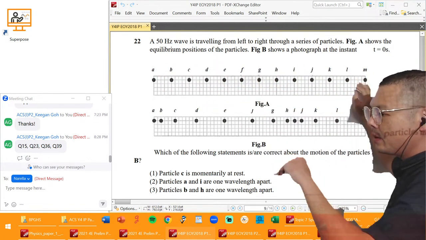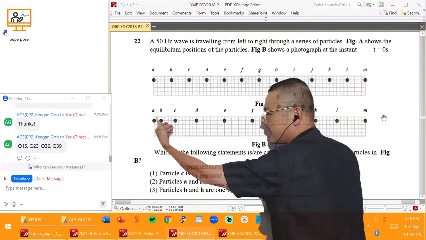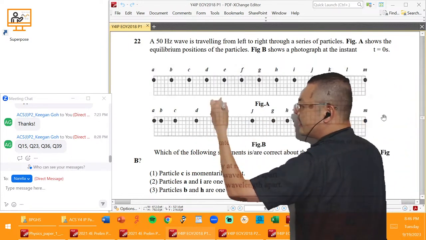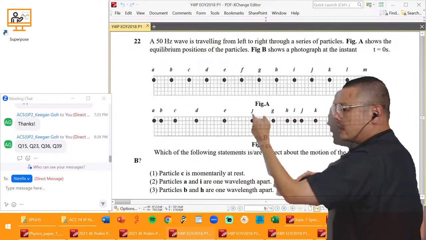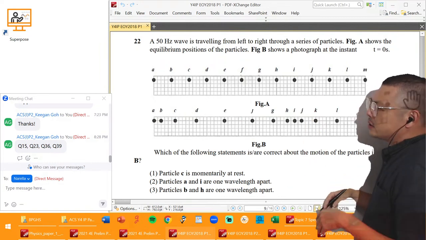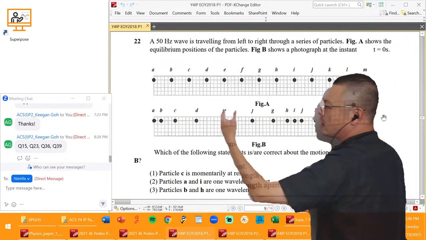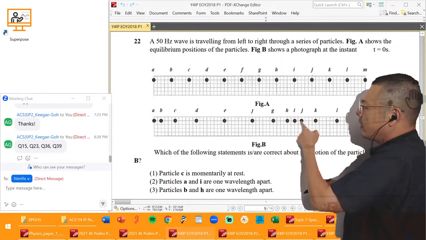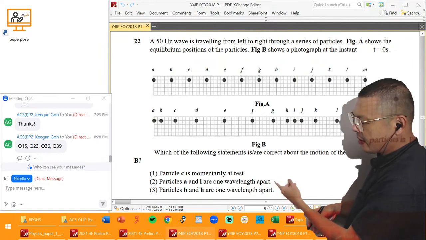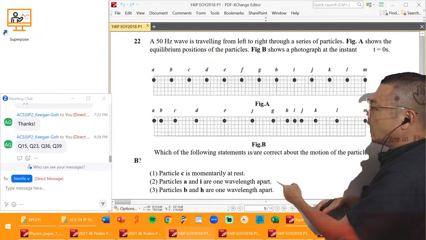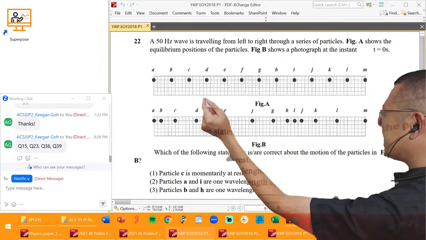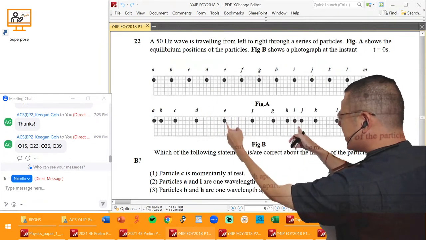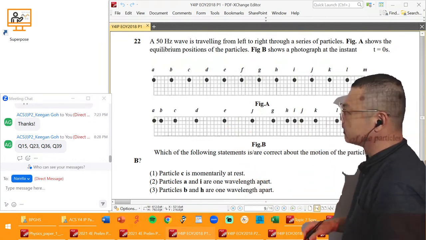Everything's chilling at equilibrium. Good. Then what about the second one? There's a sound wave passing through, and we take a snapshot. There's a compression here and a compression here, correct? So technically speaking, the wavelength is one compression to the next compression. So you have A to I, one wavelength apart. So statement 2 seems correct. Or you can take the center of a rarefaction and the center of a compression, and take this distance multiplied by 2. That also works, but that's not an option.